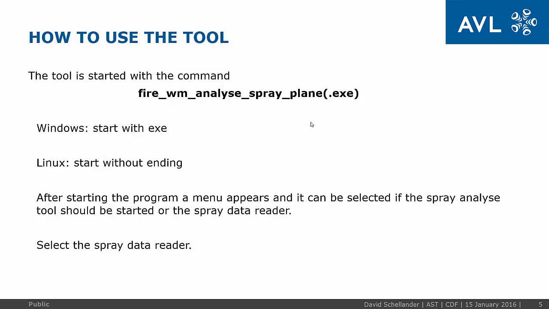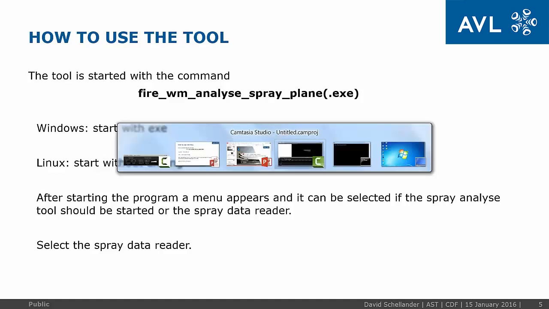This can be started same as the analyzer tool for spray planes with Fire WM Analyze Spray Plane. If you use the Windows version, you have to add .exe. After starting the program, a menu appears and there you can select if you want to use the Spray Analyzer tool or the Spray Data Reader. Now I will select the Spray Data Reader and show you how I can import the software.